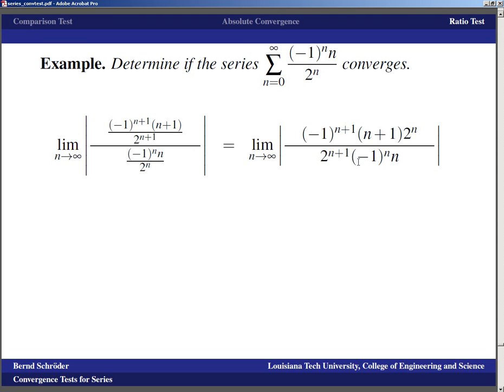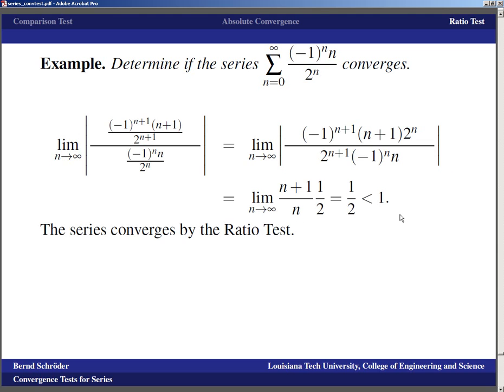The negative signs actually I could have cancelled already because everything is inside an absolute value, so the negative signs don't do anything. Then we can cancel the 2 to the n against the 2 to the n plus 1, leaving us with a limit of n plus 1 over n times 1/2. And as n goes to infinity, n plus 1 over n goes to 1, so the limit is 1/2. That is smaller than 1, and that means this series converges by the ratio test. And that's the end for this example.